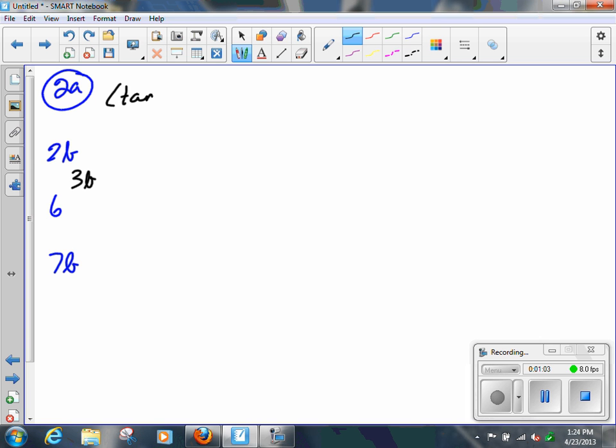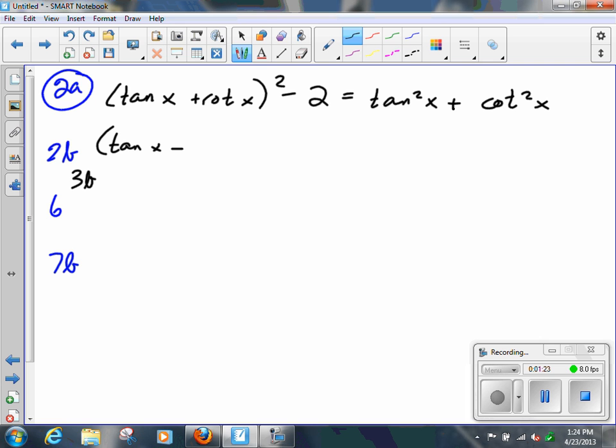Tangent x plus cotangent x squared minus 2 equals tangent squared x. Why do you wait until now rather than ask while you're doing the problem? Slackers. Here we go. I told you yesterday that you needed to write that quantity twice, okay?